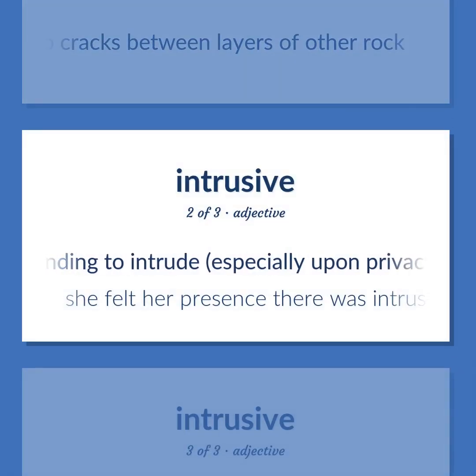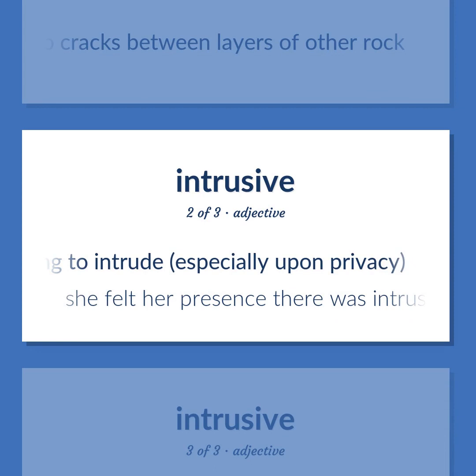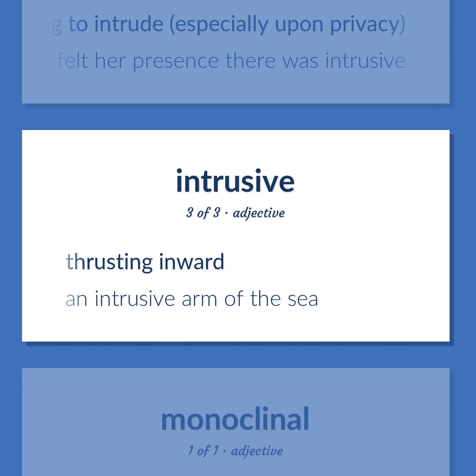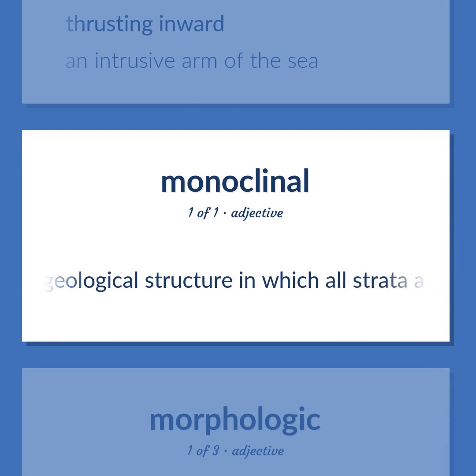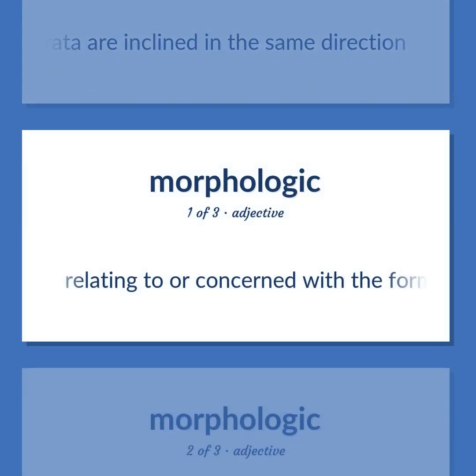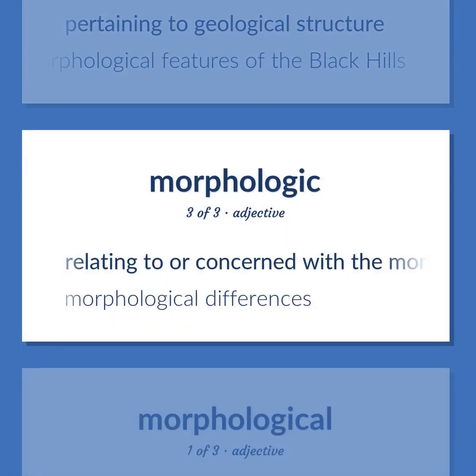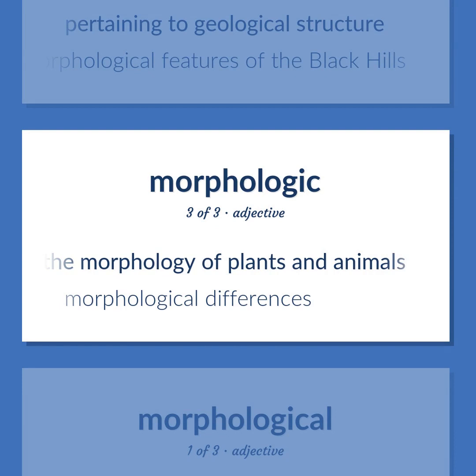Tending to intrude, especially upon privacy. She felt her presence there was intrusive. Thrusting inward. An intrusive arm of the sea. Of a geological structure in which all strata are inclined in the same direction. Relating to or concerned with the formation of admissible words in a language. Pertaining to geological structure. Geomorphological features of the Black Hills. Relating to or concerned with the morphology of plants and animals. Morphological differences.